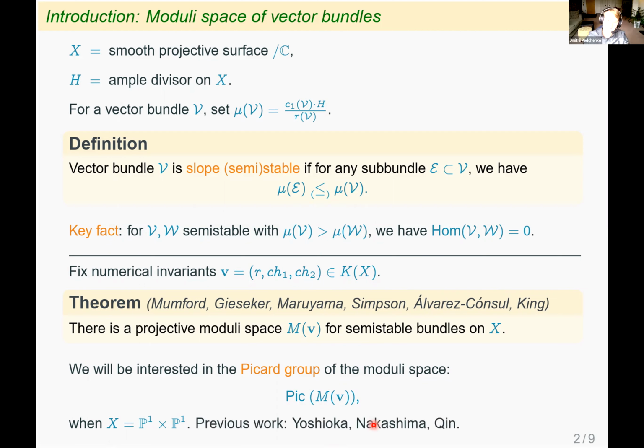And while we're still on this introductory slide, let me say that there's been previous work done on the same problem. Nakashima and Kin considered the moduli space, but with restrictions on the rank of vector bundles. They considered only vector bundles of rank 2. And then Yoshioka considered higher rank vector bundles, but with restrictions on the first Chern class. So the goal of my work was to calculate the Picard group for as many Chern characters as possible.